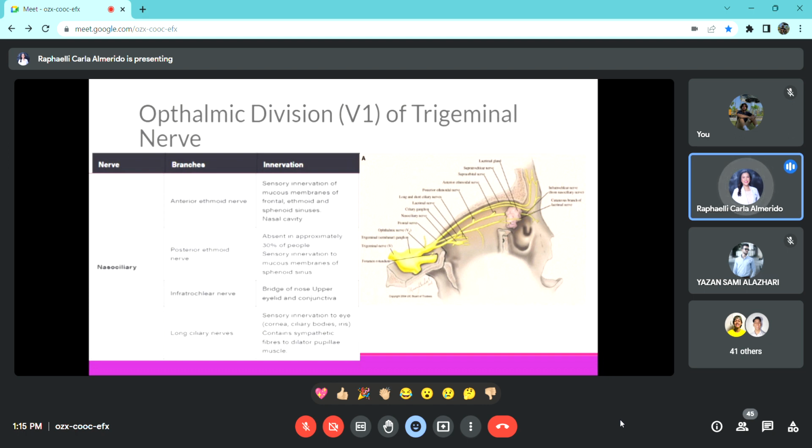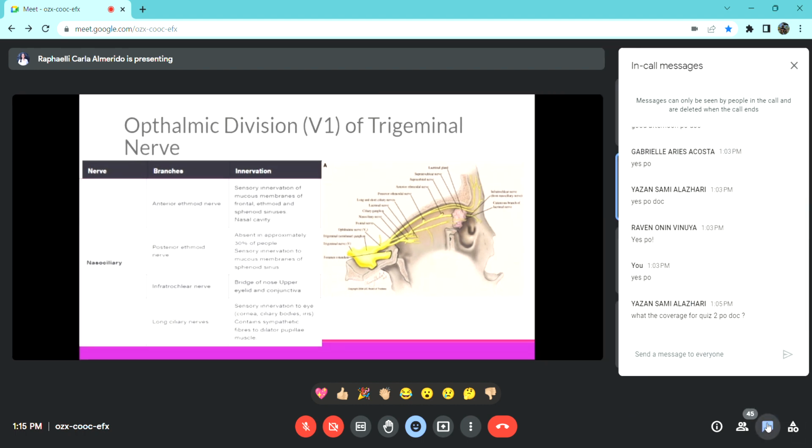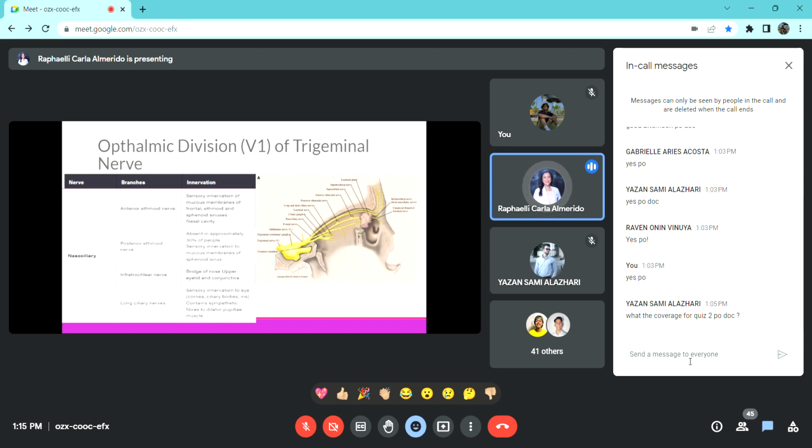So again, what are the 3 branches of the ophthalmic division? Sige nga, can you chat it? Given na isa, we have the nasociliary. What are the other 2? The largest and the smallest.